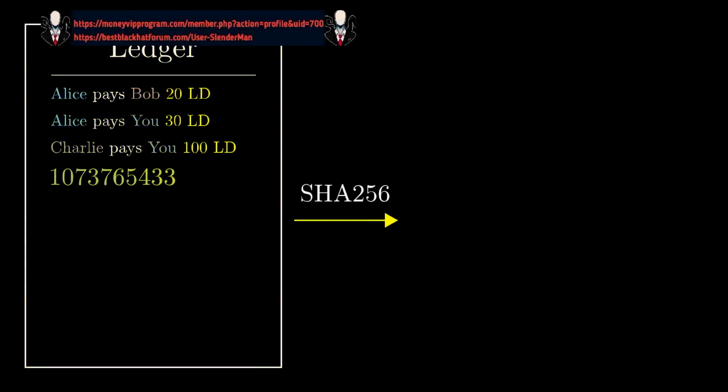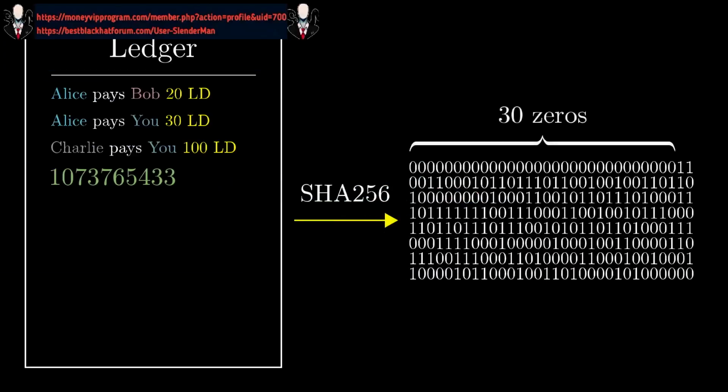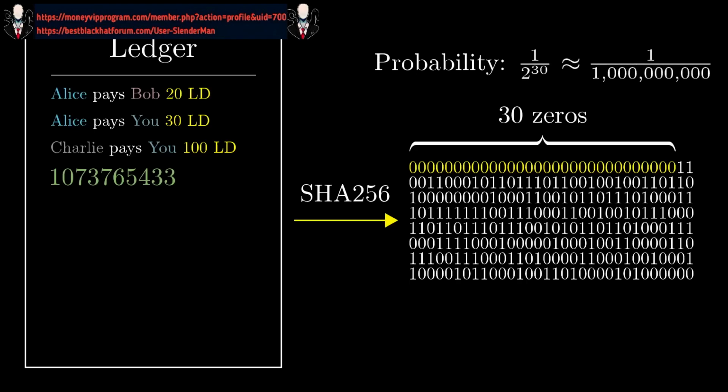and apply SHA-256 to the entire thing, the first 30 bits of that output are all zeros. How hard do you think it was for them to find that number? Well, for a random message, the probability that a hash happens to start with 30 successive zeros is 1 in 2 to the 30, which is about 1 in a billion.